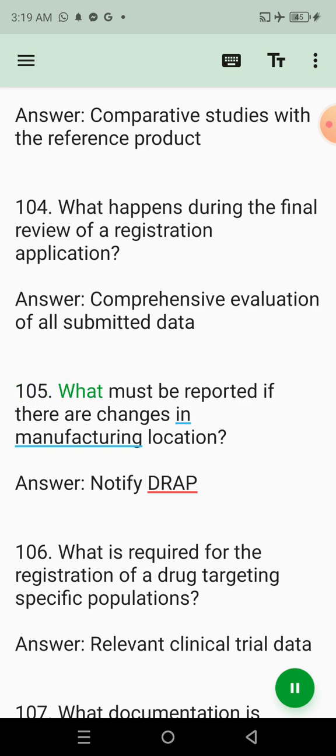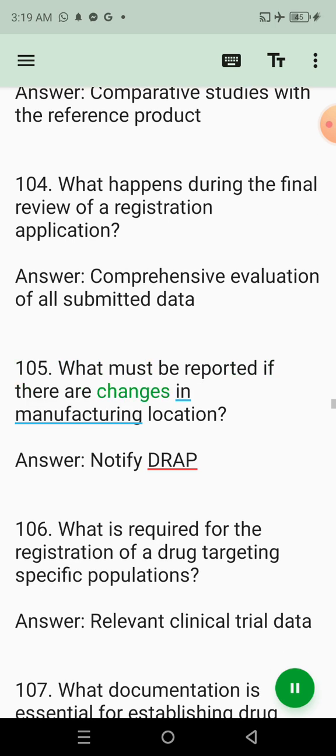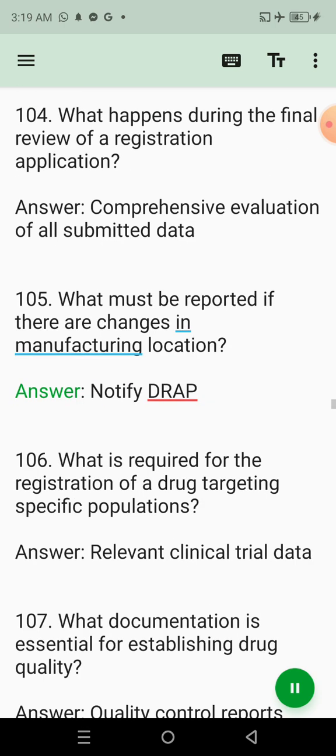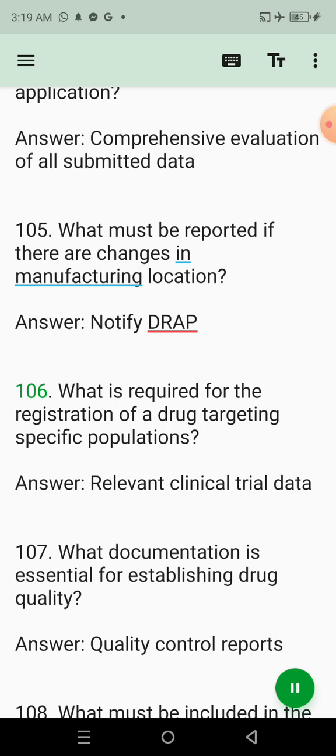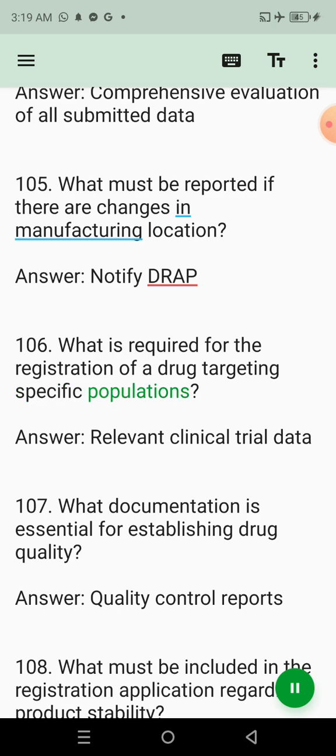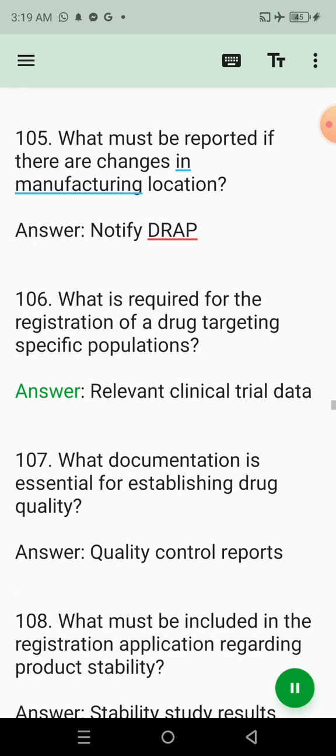105. What must be reported if there are changes in manufacturing location? Answer: notify DRAP. 106. What is required for the registration of a drug targeting specific populations? Answer: relevant clinical trial data.